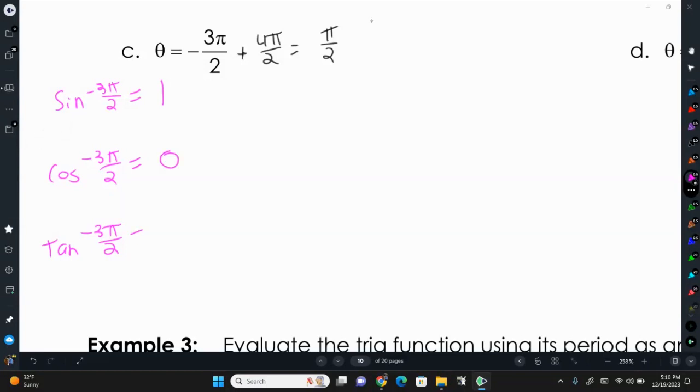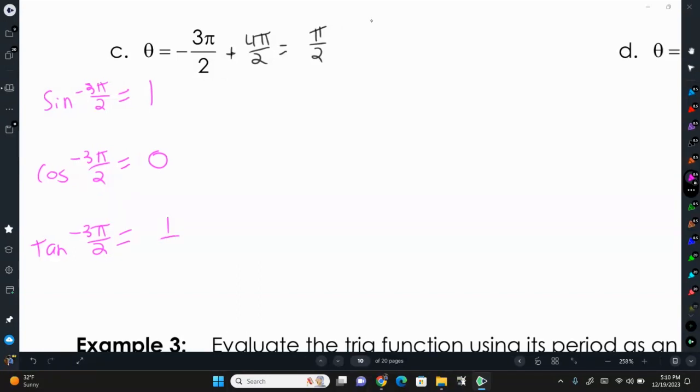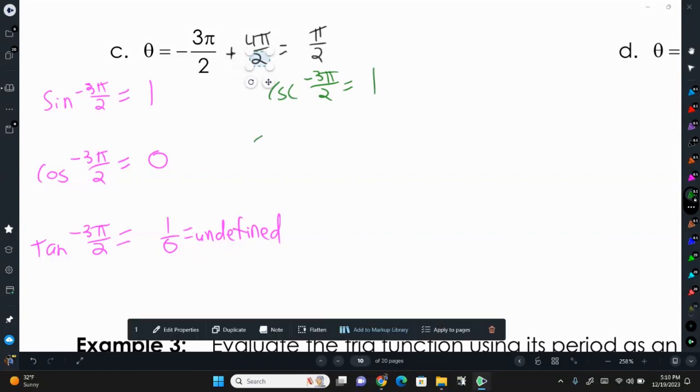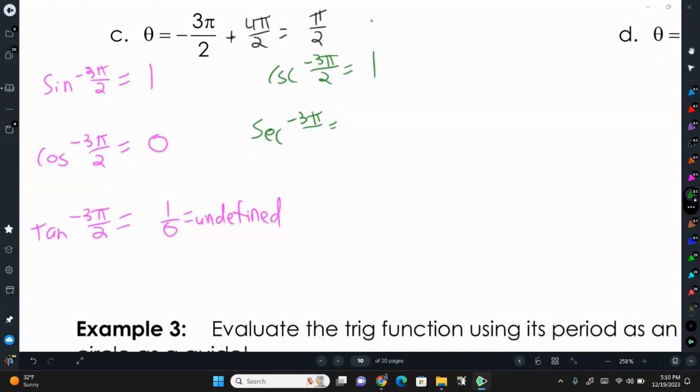And our tangent, remember, tangent is sine over cosine. 1 over 0 is undefined. Now we go and write the cosecant of negative 3 pi over 2. That is going to be 1 over 1, so just 1. The secant of negative 3 pi over 2 is going to be 1 over cosine, or 1 over 0, which is undefined.